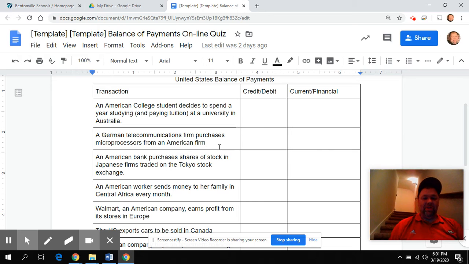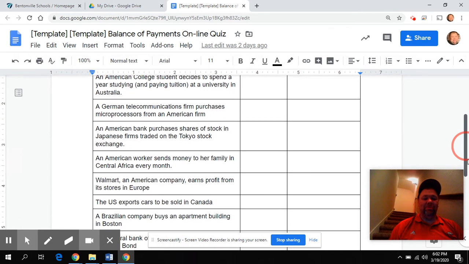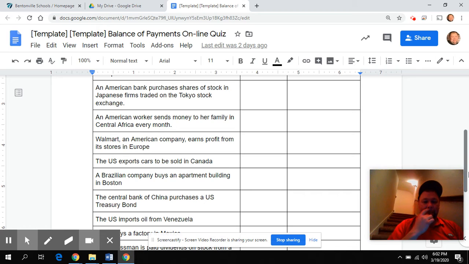A German telecommunication firm purchased microprocessors from an American firm. Credit, and it's still current account because microprocessors are the product. An American bank buys shares of stock in a Japanese firm traded on the Tokyo Exchange. Debit, financial account, because the initial purchase of stocks is a financial market exchange. An American worker sends money to her family in Central Africa every month. That's a debit because the money's leaving the country, and it's a current account. Any transfer of money is a current account.